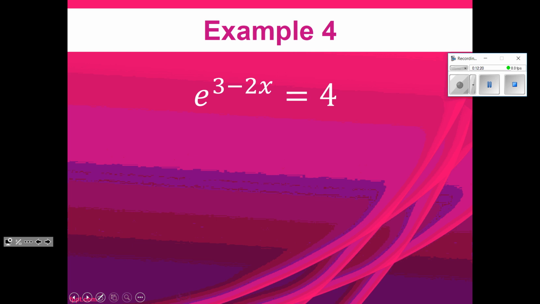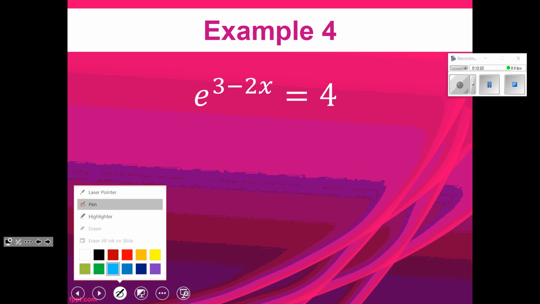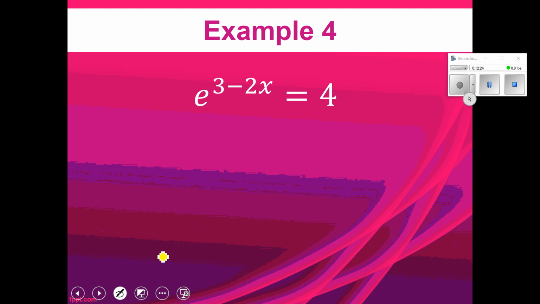All right. So in this one, you could do the log base e of 4, get a decimal, equal to that exponent, 3 minus 2x. Anybody try it that way? Did anybody do it that way? Or did y'all do it the new way for today? Okay. I like the new way for today too. I think once you get used to it, you're going to like it.